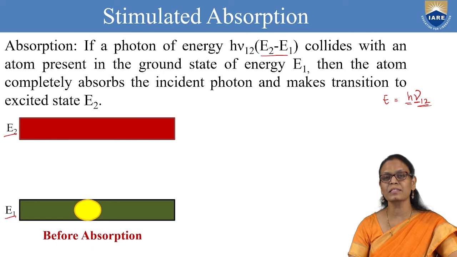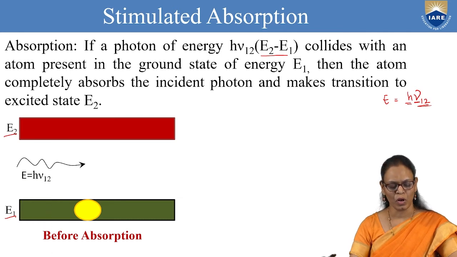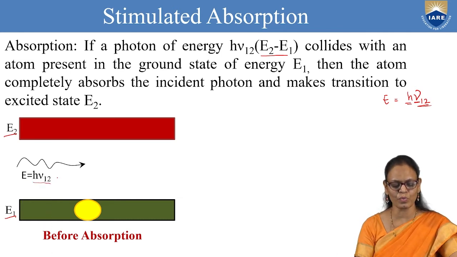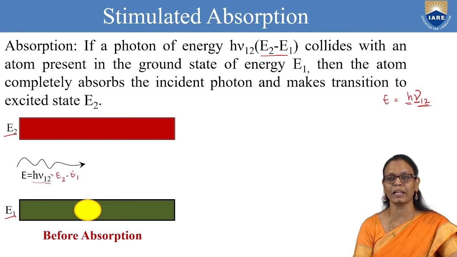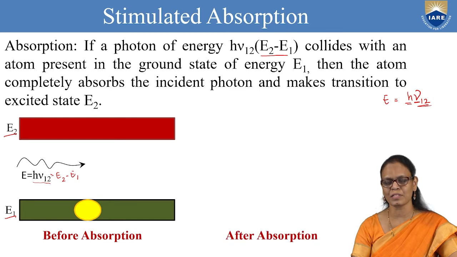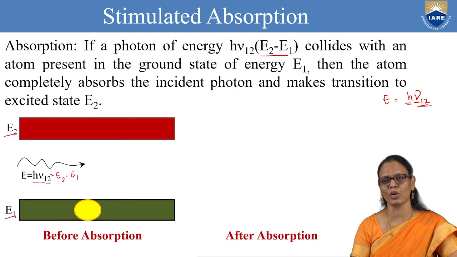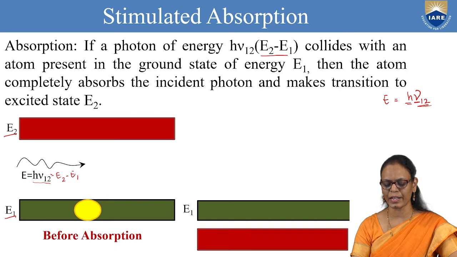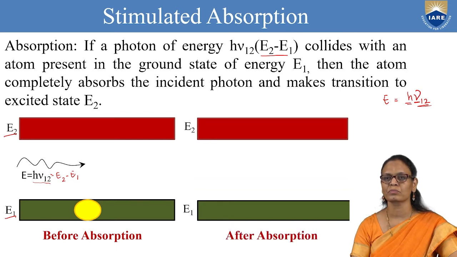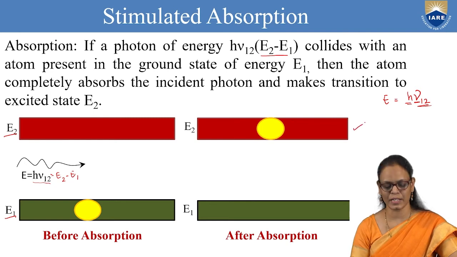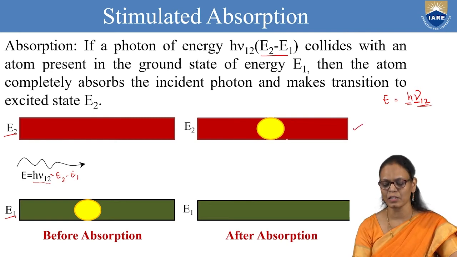Now the atom is in the ground state. If you supply an energy, E is equal to h nu 12, which will be the difference between E2 and E1, E2 minus E1, then what happens after absorbing this photon? What happens here is, E1, E2, the atom is now in the excited state. After absorbing this energy, the atom has gone to the excited state E2.